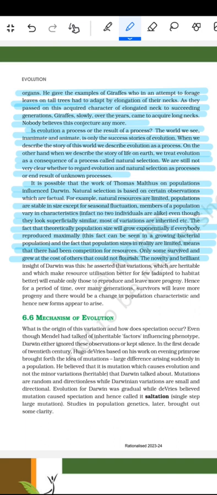The novelty and the brilliant insight of Darwin was that he asserted that variations which are heritable and which make the resource utilization better for a few, adapted to the habitat better, will enable only those to reproduce and leave more progeny. Hence, for a period of time, over many generations, survivors will leave more progeny, and there would be a change in the population characteristics, and hence a new form appears to arise.